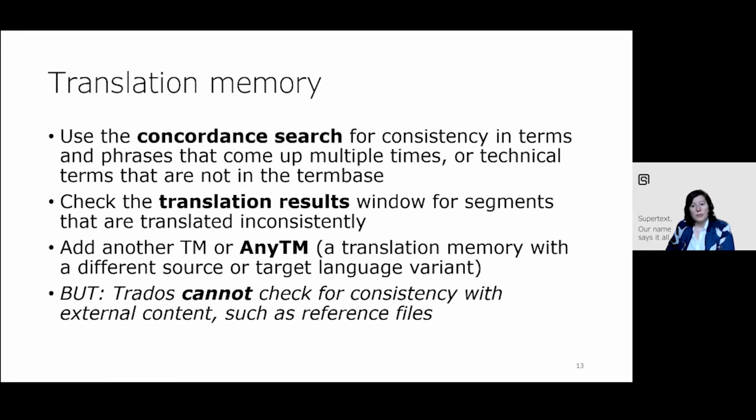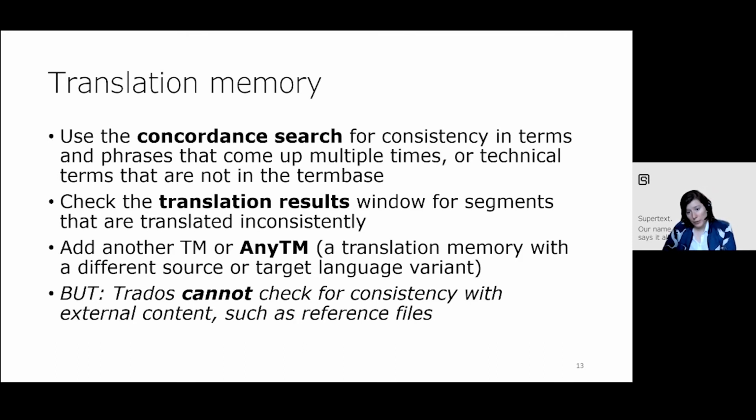First of all, you can use the concordance search by highlighting a word or phrase in the target or source segment and using the shortcut F3. This allows you to search for individual terms or phrases in the translation memory that might not show up in a fuzzy match in order to check for consistency.